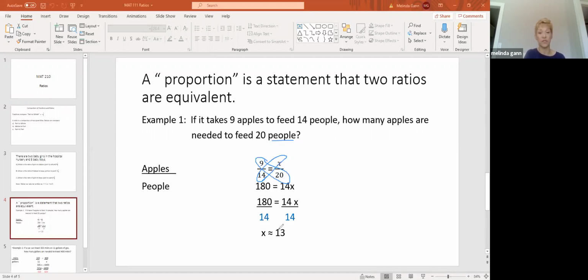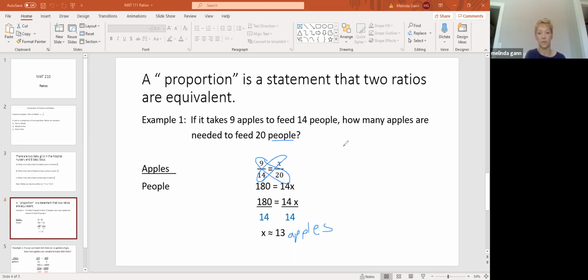Now, what is that 13? Is it apples or people? Well, see, it's on the top, so on the top is apples. So to emphasize that, you might write the word apples next to it. Okay, so I need 13 apples. Now, it's kind of hard for me to write in words here with this little stylus that I've got. So does everybody understand what we're doing?